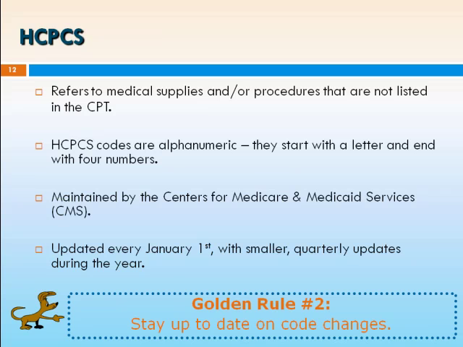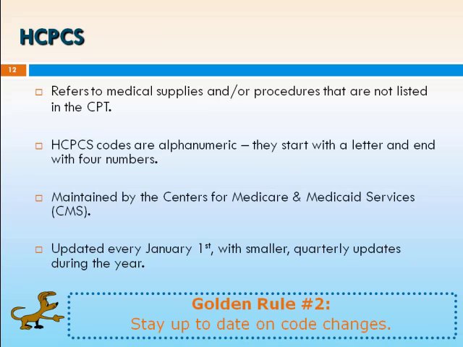You'll see that on this slide 12 here with the HCPCS codes, I have my second golden rule of coding. Now this golden rule does not apply just to HCPCS codes. It applies to all codes, the CPT, ICD9, and HCPCS. But I stuck it in here. And that golden rule is stay up to date on code changes. This means any additions, deletions, or changes. As I mentioned, CPT and HCPCS are updated every January 1st, but there may be smaller updates throughout the year, and you always want to make sure that you know what those updates are.